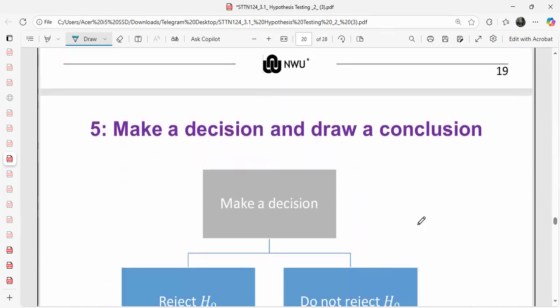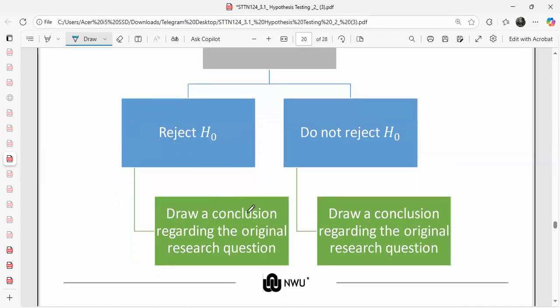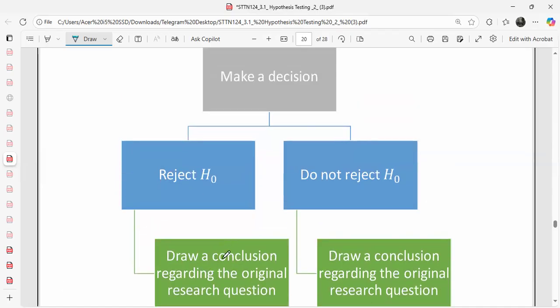Step 5, then you make a decision. You say, okay, if I reject the null hypothesis, now I can draw the conclusions regarding the original research question. But if I do not reject, I also draw conclusions regarding the original research question.